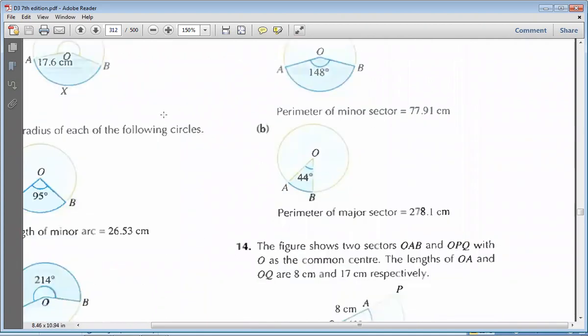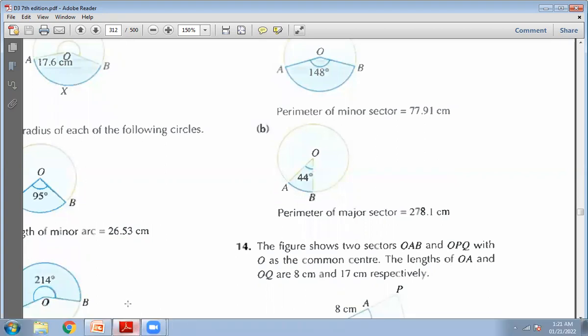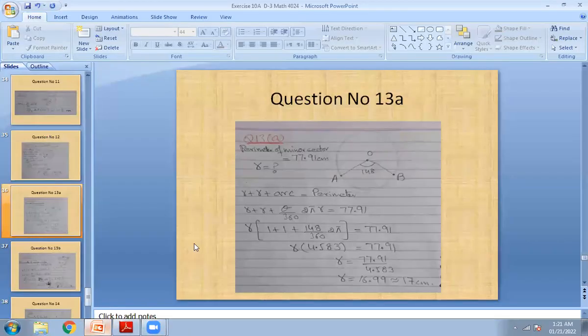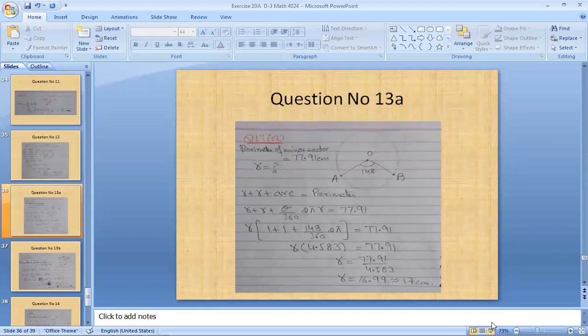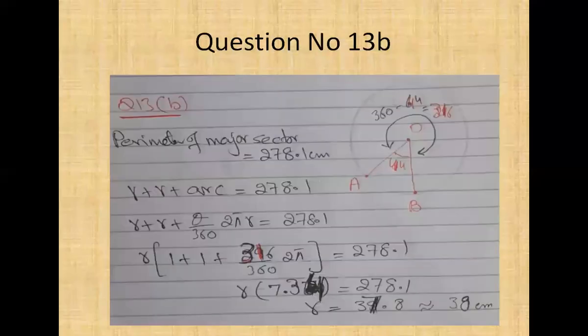So we have question number 13, and its B part. It says the perimeter of the major sector is 278.1 centimeter. So I know the perimeter of the major sector, but the angle of this sector is not given.